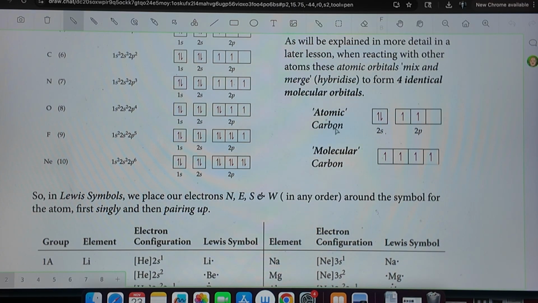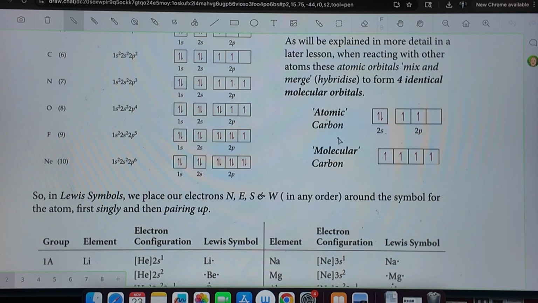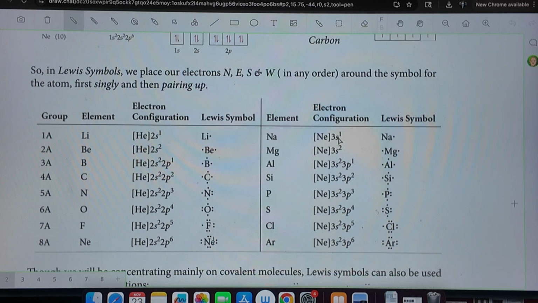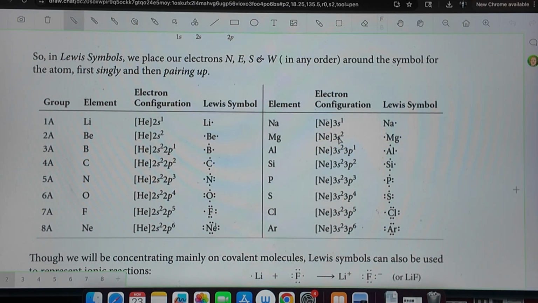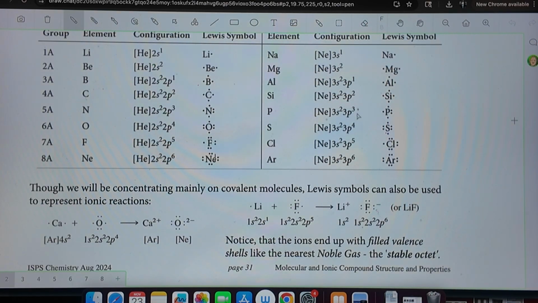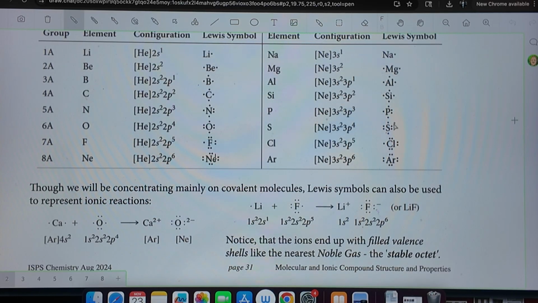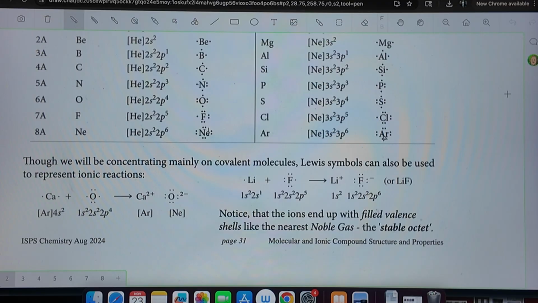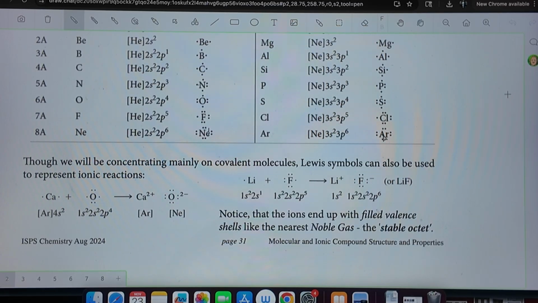As we explained in detail, when reacting with other atoms, these atomic orbitals mix and merge, hybridize, to form four identical molecular orbitals. So in Lewis symbols, we place our electrons north, south, east, and west in any order around the symbol for the atom. First singly and then pairing up. Okay, we know this, it's just the valence electrons that we're usually drawing. Though we will be concentrating mainly on covalent molecules, Lewis symbols can be used to represent ionic reactions as well.